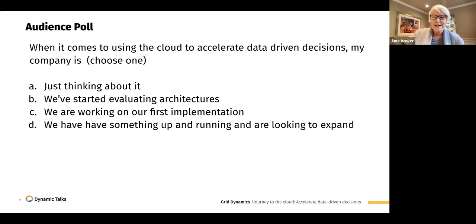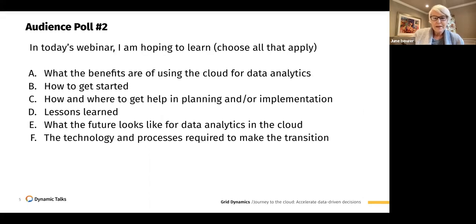So thanks for taking that poll. We have one more poll that we want to have you weigh in on. And here it is. This one, you can choose all answers. If you think all of these apply, choose them all. If you think only a few, click those. So in today's webinar, I'm hoping to learn, and then choose all that apply.